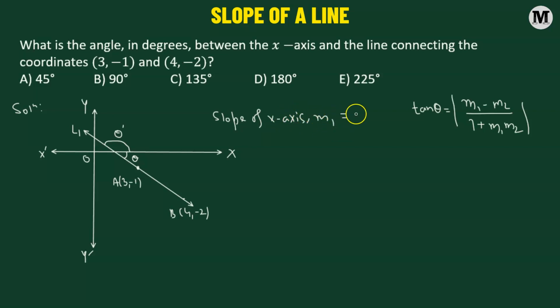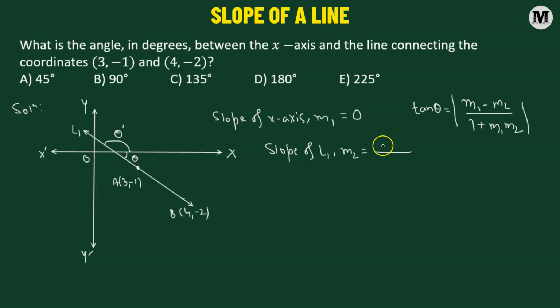The slope of the x-axis is always going to be 0. That's by definition. Any line that's parallel to the x-axis, or the x-axis itself, is going to have a 0 slope. Then we can also find out the slope of the other line. So the slope of L1, let's call it m2, will be equal to, we'll take the ratio.